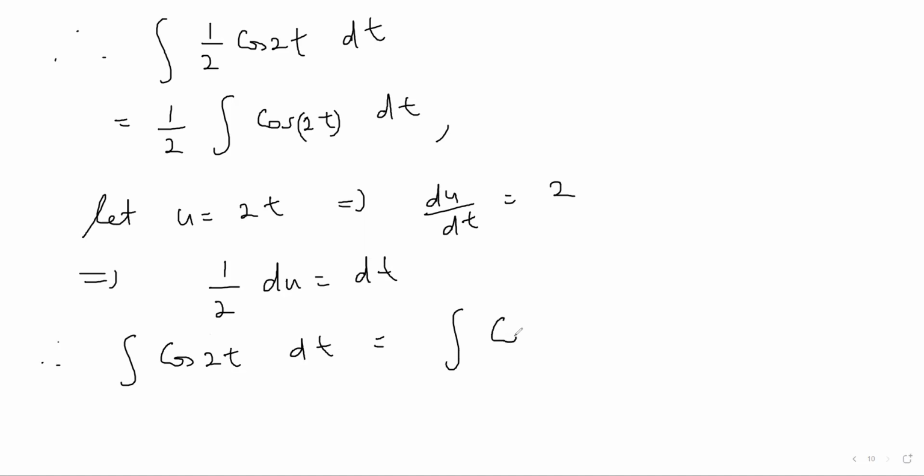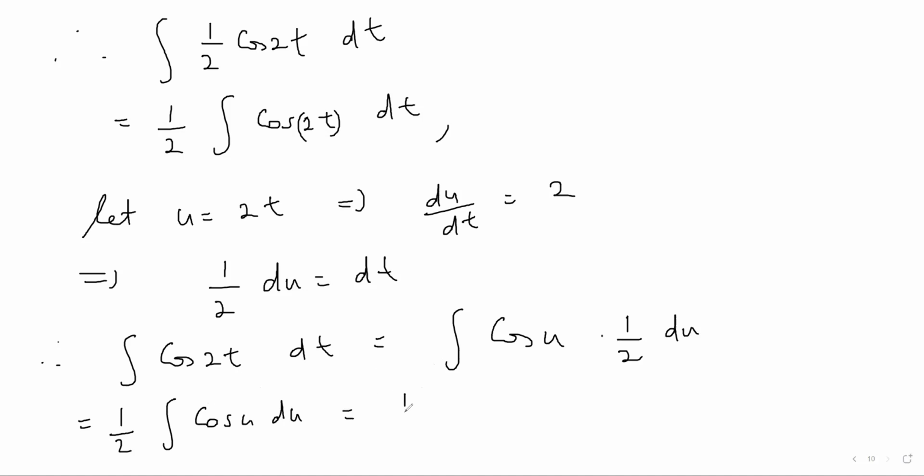So you substitute, you go cos of u, because 2t is u, and multiply this, of course, by 1/2, and of course, by du. Because you replace dt with 1/2 du, and you replace 2t with u, and you get this. So now you just factor out the 1/2, which is a constant, outside, and inside you've got the integral of cos u with respect to u.